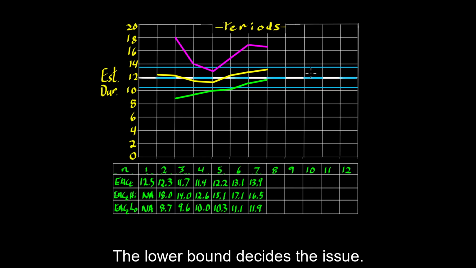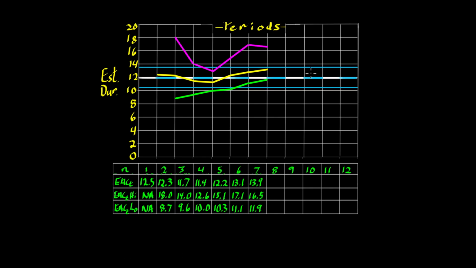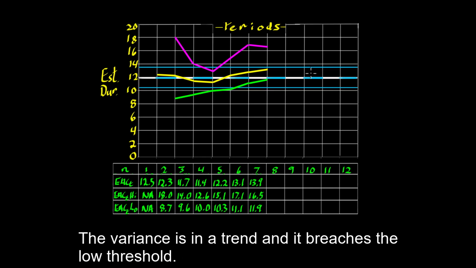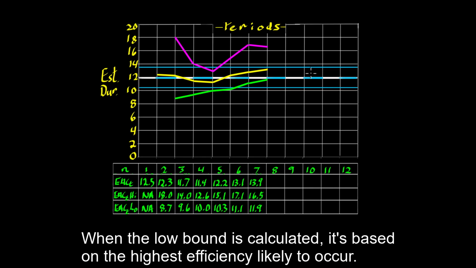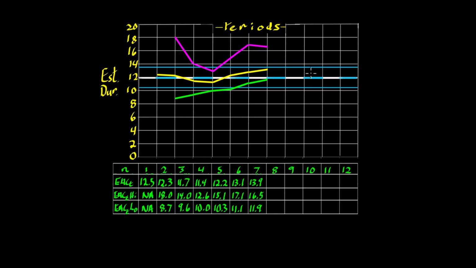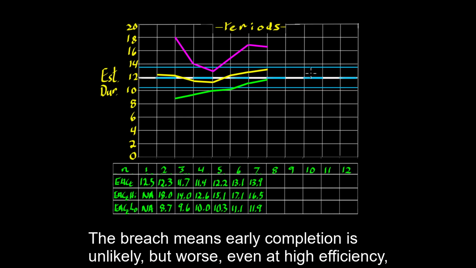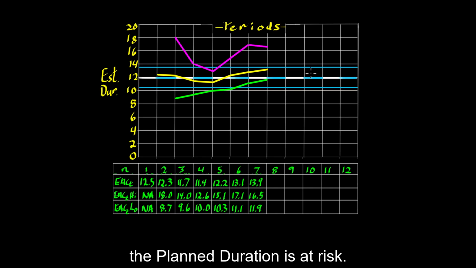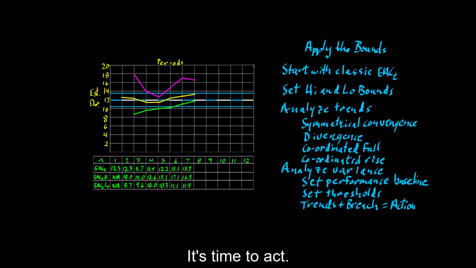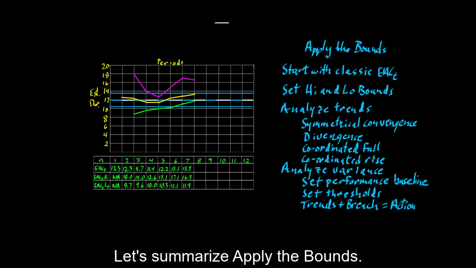The lower bound decides the issue. The variance is in a trend, and it breaches the low threshold. When the low bound is calculated, it's based on the highest efficiency likely to occur. The breach means early completion is unlikely, but worse, even at high efficiency, the planned duration is at risk. It's time to act. Let's summarize, apply the bounds.